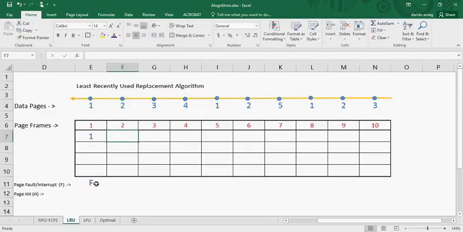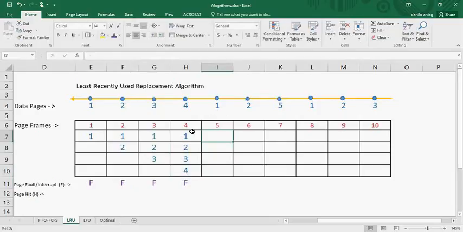And then the next data page will be 2. There's a page fault because 2 is not in the current page frame. So I'm going to put an F here. 1 will be copied as well, and then 2 would load itself. And then the third one is 3. 3 is not currently in the RAM, so that'll be a page fault. And I'm going to copy 1, 2, and 3. Same thing with 4. That would result in a page fault. And I'll just copy the existing ones, 1, 2, 3, and load 4. The next one is 1.